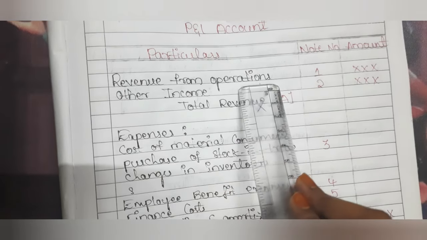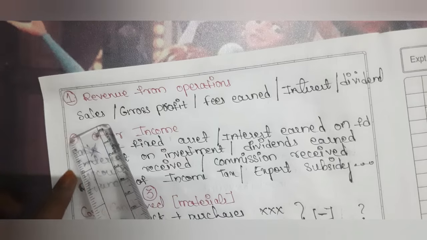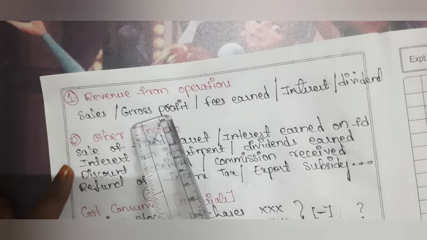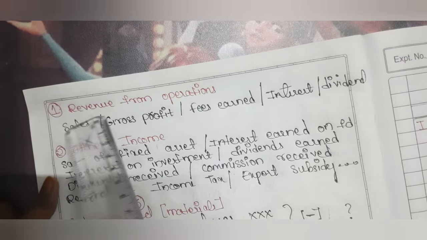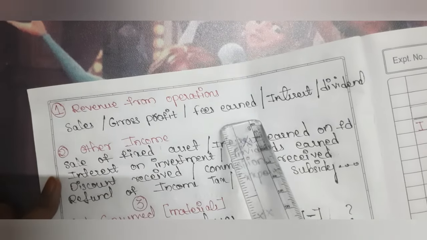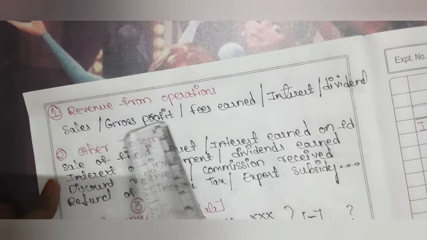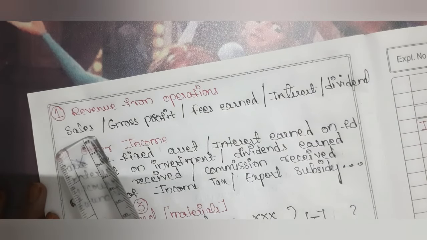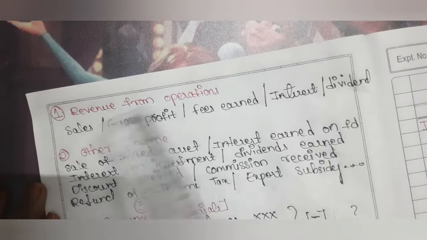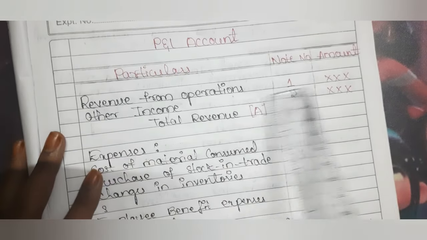Revenue from operations. Students, when revenue from operations has been given, what you need to include: sales or gross profit or fees earned or interest or dividend. If you find these types of things in your trial balance or in the question, you need to add all those amounts and take them in revenue from operations. Most of the time they will give only sales, so sales will be taken in revenue from operations. Make sure you are taking sales. Getting my point? That is revenue from operations.